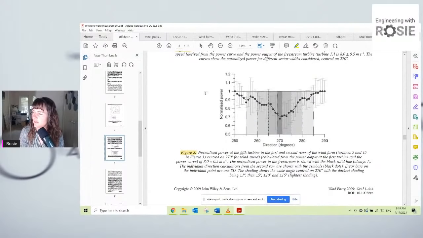And then this figure here shows different wind directions. So you can see, yeah, that's really bad for the wind farm when the wind comes from that direction, and then at other directions, it's not as bad. So yeah, I don't know, maybe it's like an 85% reduction on average for the downwind turbines.